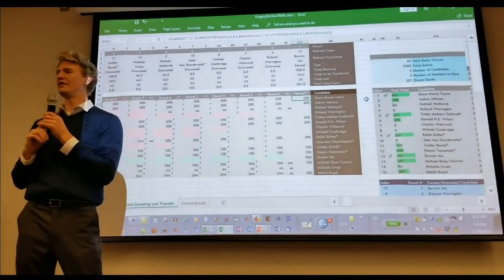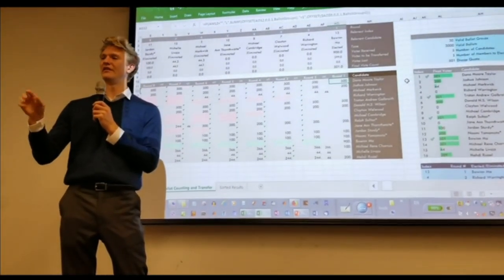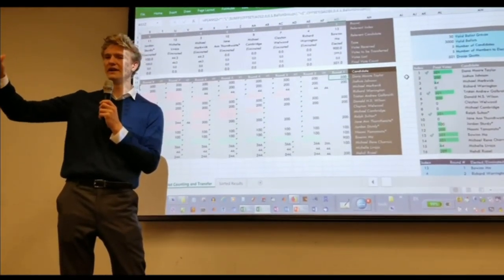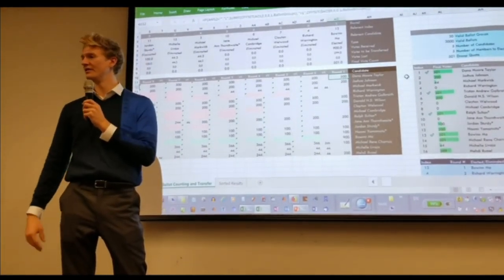Now what happens, say you ranked Richard Warrington fifth. What happens is that if we were on the fourth ranking, it would actually skip over and transfer to your sixth person.